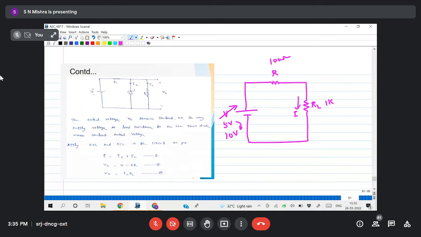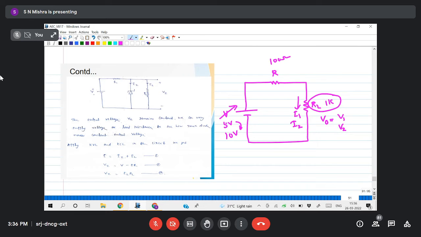So it increases. Now across RL, I'll get voltage, so voltage V1 and V2. V1 when 5 volt is connected, and V2 when 10 volt is connected. Which will be greater? When 5 volt is connected, let us take I1 current flowing, and when 10 volt is connected, I2 current will flow. So tell me, is I1 greater or I2 greater?